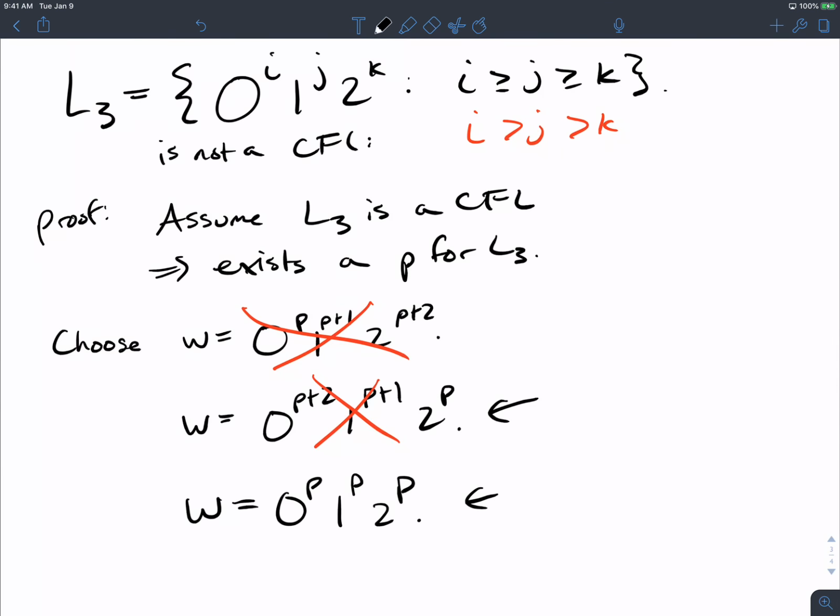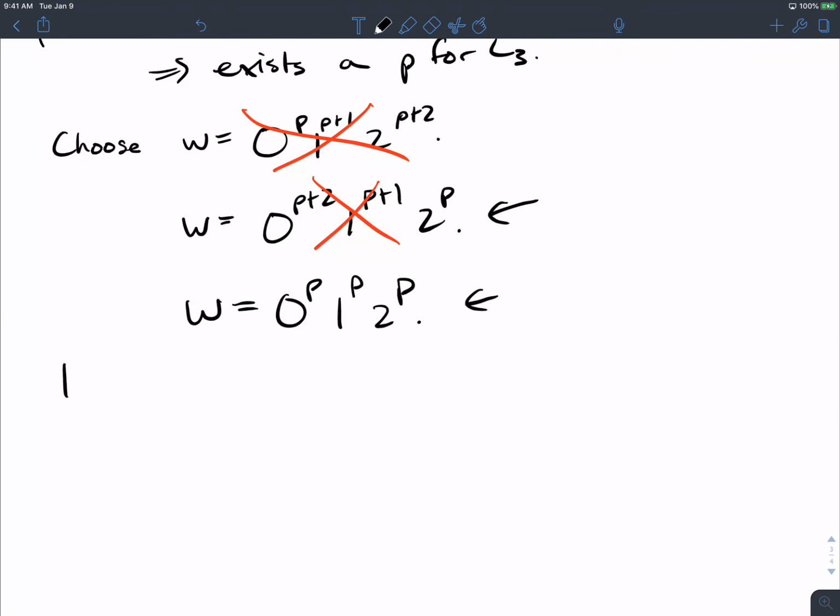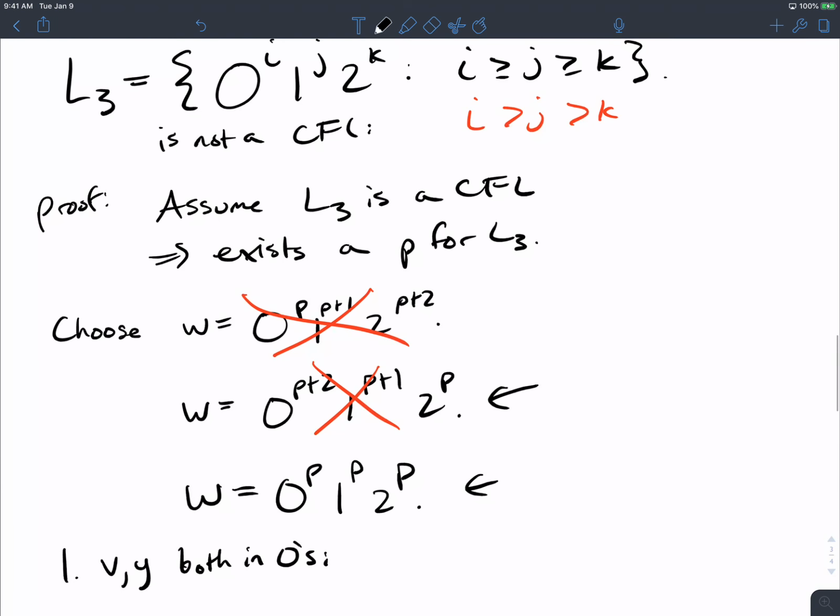Well, what happens here? So if we're only in the zeros, what do? So we'll actually have to write cases out. So V and Y both in zeros. Well, what could I do? If I put in more zeros into the string, is that going to help me here? No, because the at least then condition is still going to be satisfied. What can I do instead?